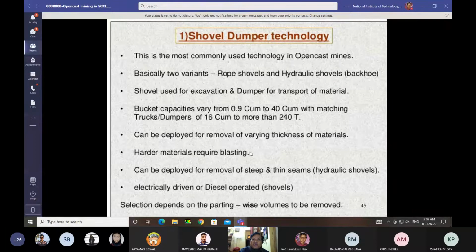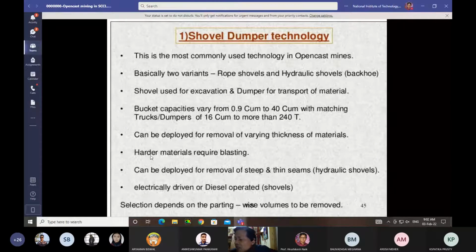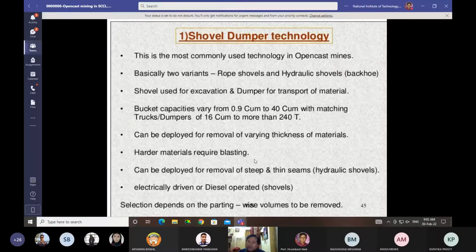So harder materials require blasting, where the shovel can be used to fill the material to the dumpers. Then this shovel dumper mining technology can also be deployed for removal of steep and thin seams. It can be deployed for removal of steep deposits as well as thin coal seams by using the hydraulic shovels.